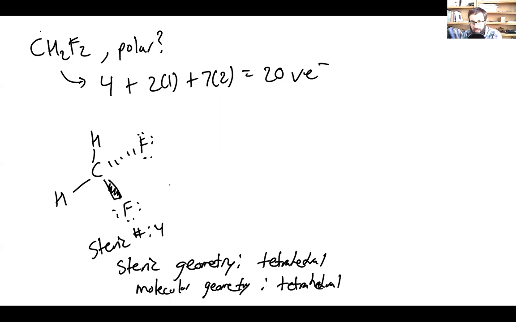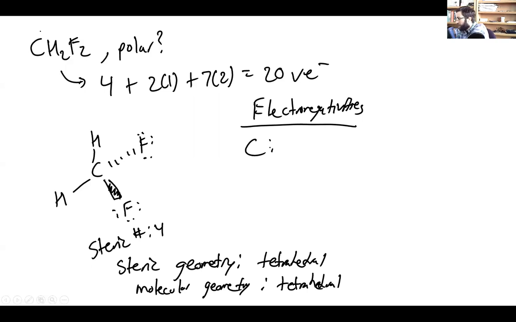Now we have to calculate, do we have polar bonds? So we're going to look at the electronegativities. Where do we get these numbers? We just look at a table that's going to be given to you on the exam. So for carbon, the electronegativity is 2.6. For hydrogen, it's 2.1. And for fluorine, it's 4.0.